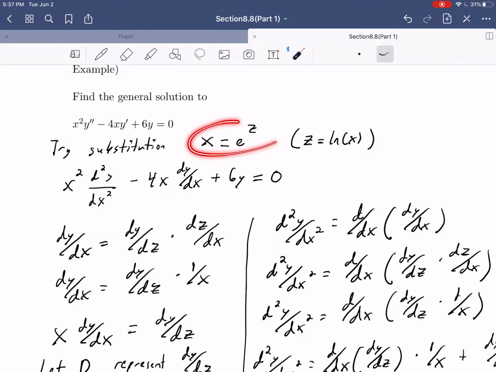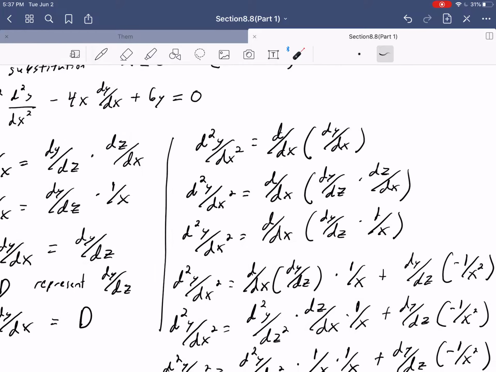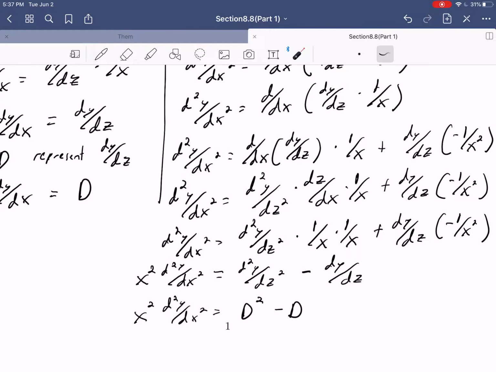We saw that doing that substitution, that x dy/dx, which is going to be one of those pieces we always have in a Cauchy-Euler, is equivalent to the derivative of y with respect to this new independent variable z. Then we did a tremendous amount more work to figure out that the x squared times the second derivative of y with respect to the original independent variable x was d squared minus d, again with d representing the derivative now with respect to z.